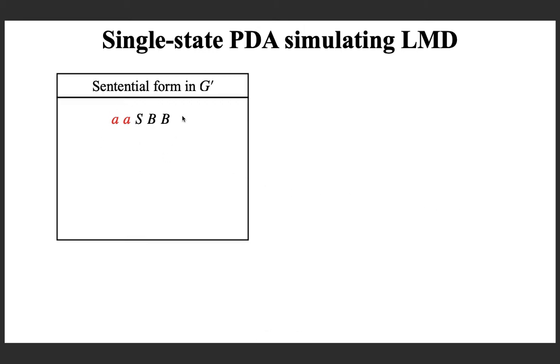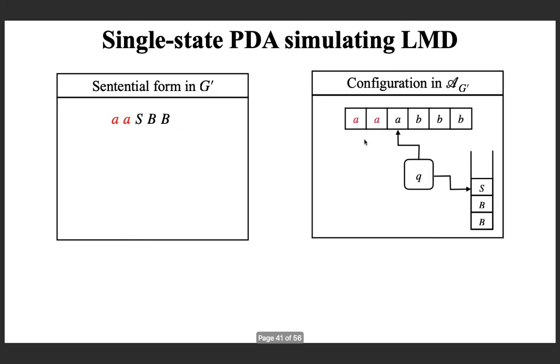If this is the sentential form, what will be the corresponding configuration? That means the input processed so far is A A, and the remaining input will be A followed by 3 B's, and S B B will be on the stack. So, this is the configuration: from A Q B Q, A A is processed and S B B will be on the stack, Q is the only state, and the read head is pointing to the next symbol in the input.